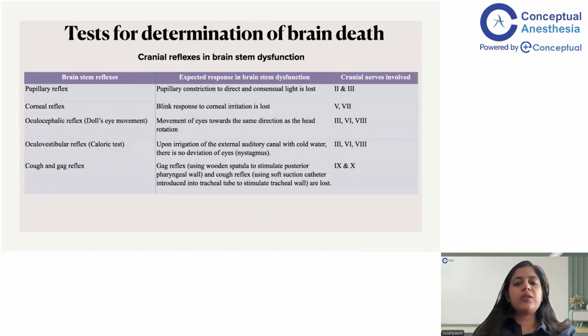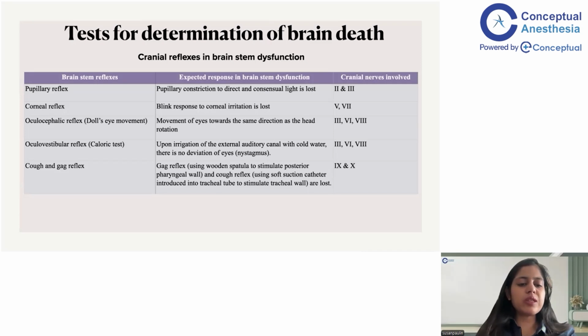So what are the tests for the determination of brain death? So first we look for the tests for cranial reflexes. So what are the reflexes that will be tested? So we test for the pupillary reflex. This is a response to direct and consensual light, which will be elicited as a constriction of the pupils. So here we are essentially looking at cranial nerves 2 and 3. And the corneal reflex, which is the blink response to an external object. So here we are looking at nerves 5 and 7.